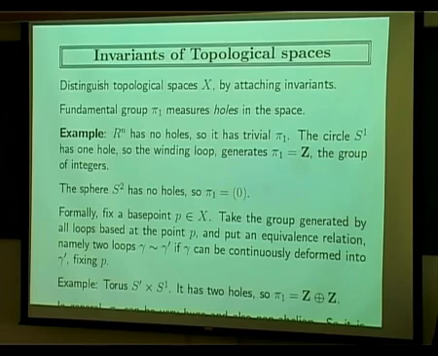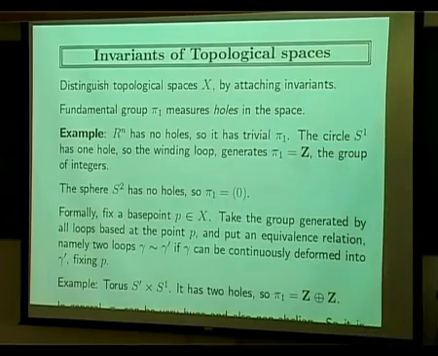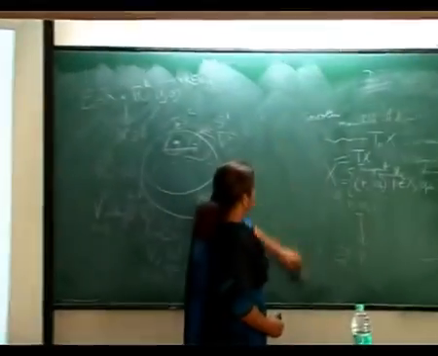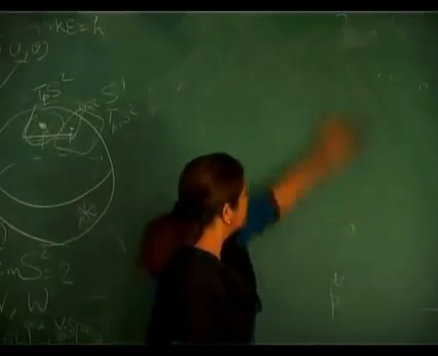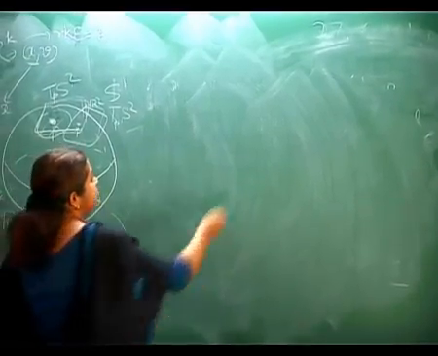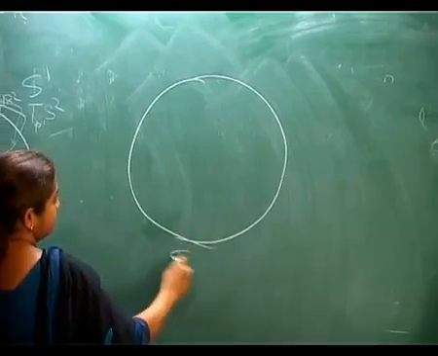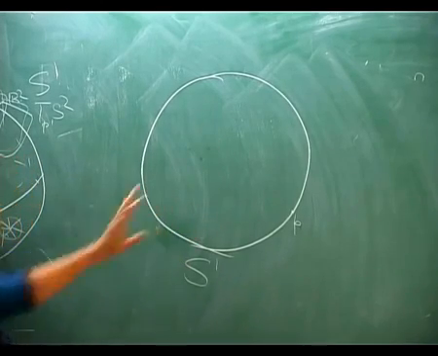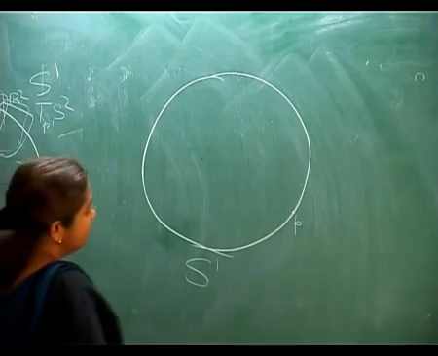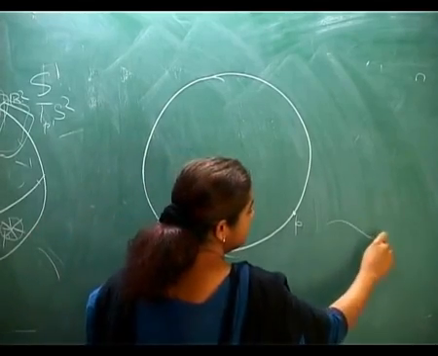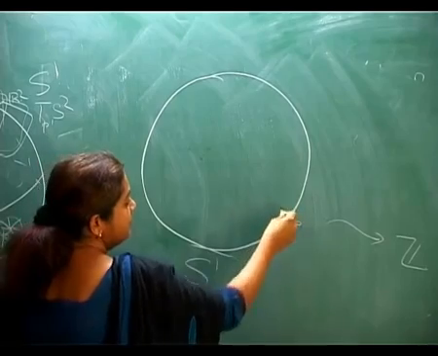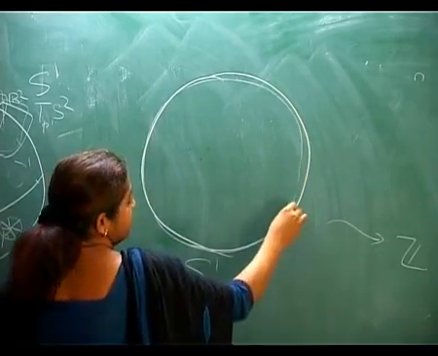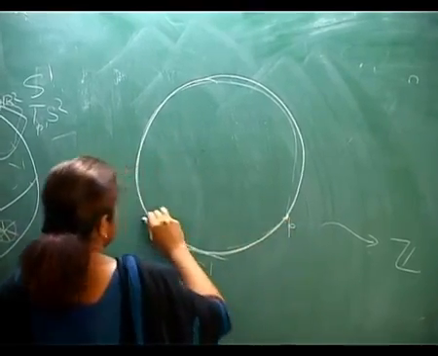Now if you look at the circle, it has one hole, and precisely the winding loop generates your fundamental group pi 1. So you have the circle S1, and I choose some point P here. We see that there is precisely a big hole here, which bounds this area. The group you attach is precisely Z, because if I choose any point here, you look at this loop which winds around this circle once, which you call the generator, call it gamma.